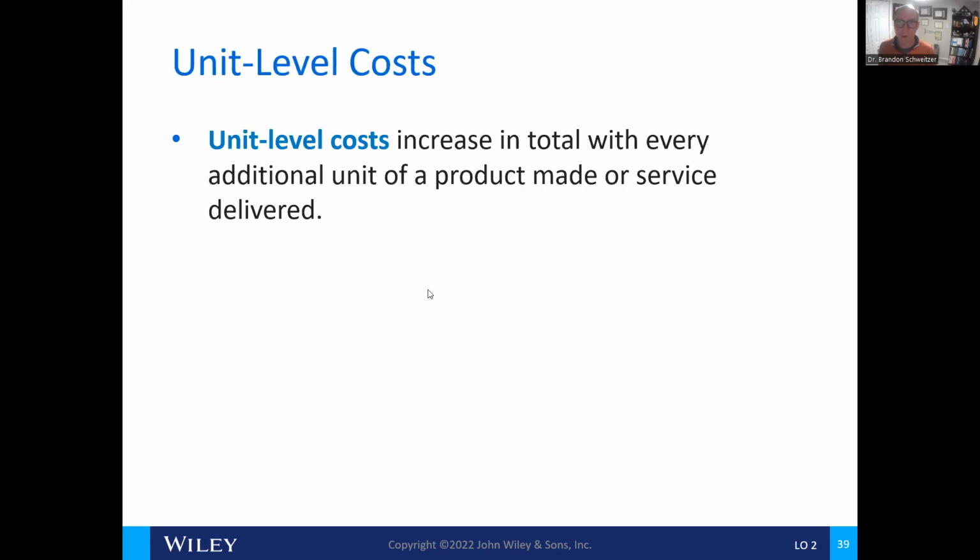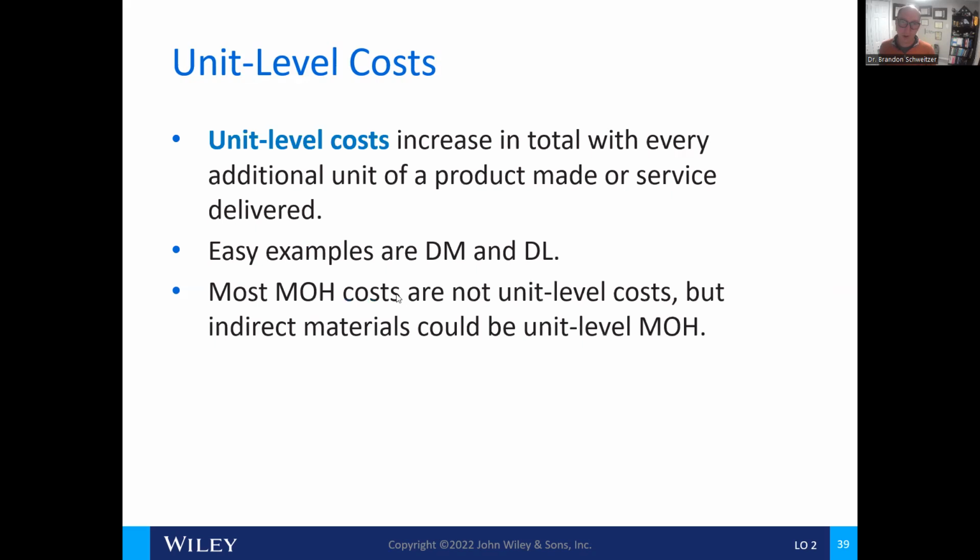For unit level costs, these increase with every additional unit being produced and delivered. Easy examples include direct materials and direct labor. Most manufacturing overhead costs are not included at the unit level cost, but indirect materials could be at this level.